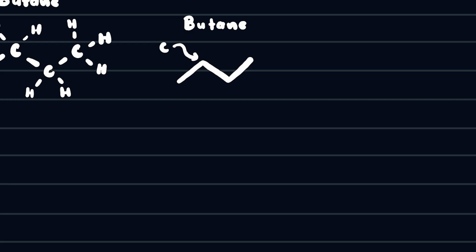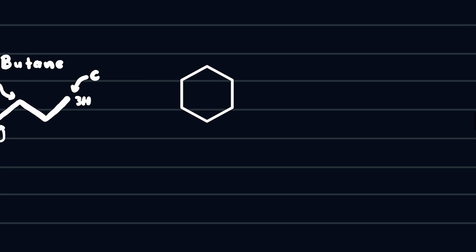You always assume that. So, for example, this carbon right here, since there's only one bond, means it has three hydrogens attached. Same goes for this carbon. Since it only has one bond, it must have three hydrogens. Let's try another molecule. Oops, that's not a really good cycloalkane, is it now? Let's do cyclohexane, for example.